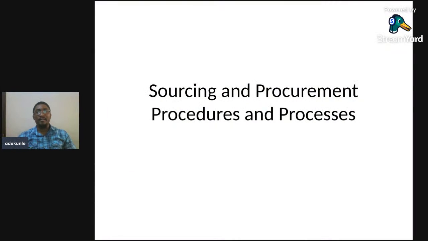We'll continue on chapter two of the coursework, sourcing and procurement. Today we'll be looking at sourcing and procurement process and procedure, and it's going to be a lengthy class. I hope we can try to keep up with what we have to do. All right, so I'm going to project my slide, and we're going to see what we're doing together.